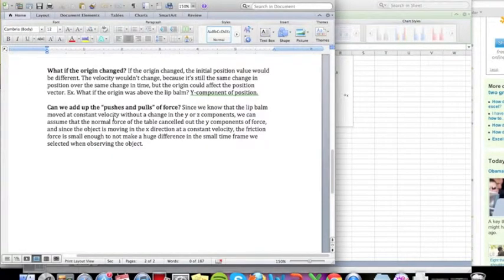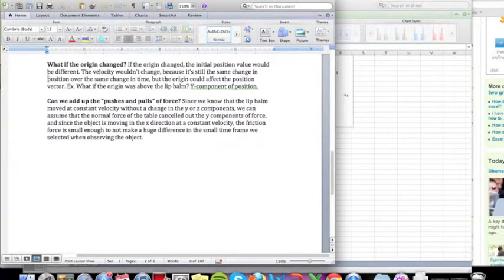So now we can look at the what-if and the what-does-it-mean questions. So what if the origin changed? If the origin changed, the initial position value would be different. The velocity wouldn't change because it's still the same change in position over change in time no matter where the origin is, but the origin could affect the position vector. As in, if the position of the origin was above the lip balm, then suddenly the position vector has a y component of position. The y component of position wouldn't change. It would be the same initial and final, but it would still have a y component. So that would have to be considered. But as far as the velocity, it wouldn't change.